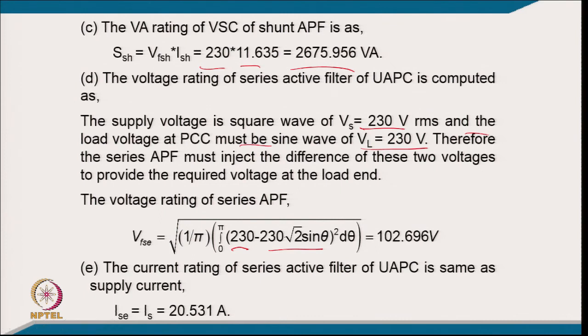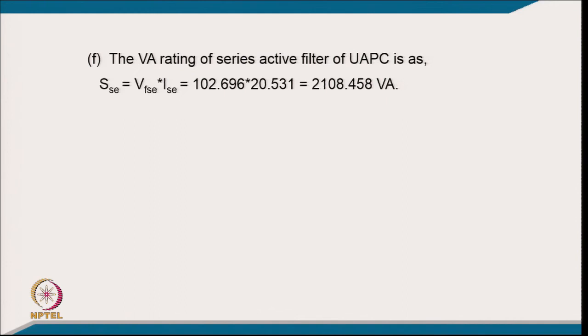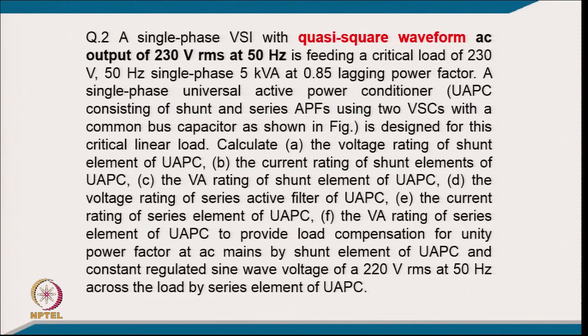102.696 volt, and the current rating of the series active filter we already calculated, that is the supply current 20.531, and we can say the VA rating of the series active filter will be the voltage rating multiplied by the current rating, and multiplying this it comes to 2108.458 VA.